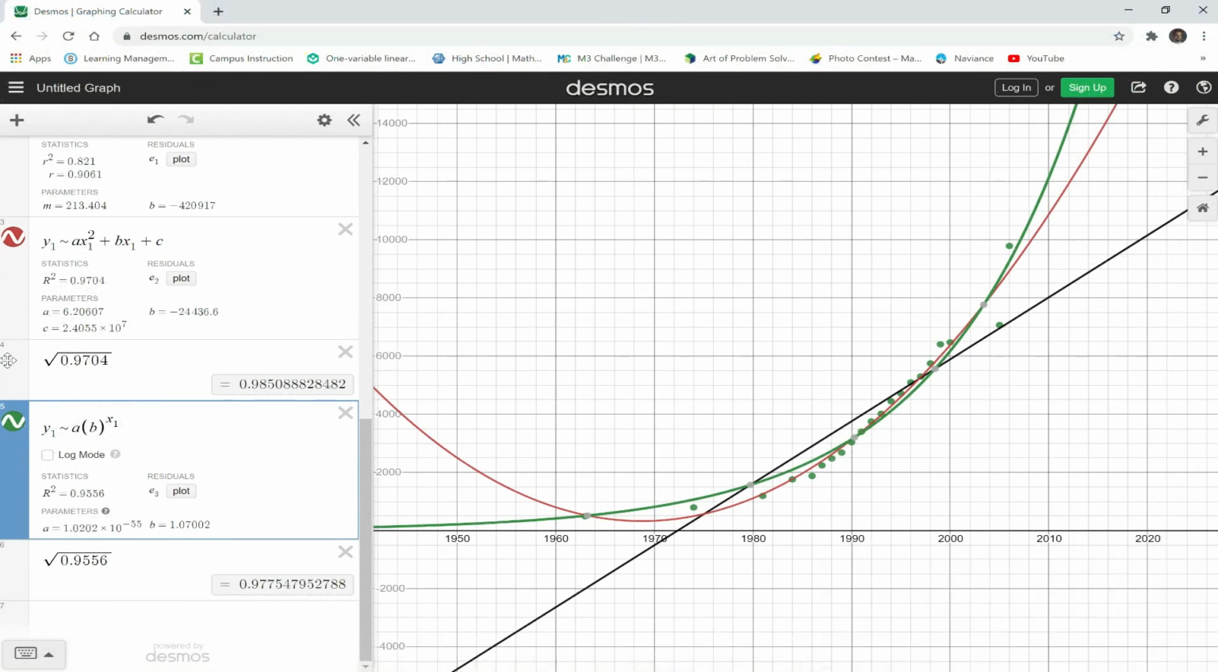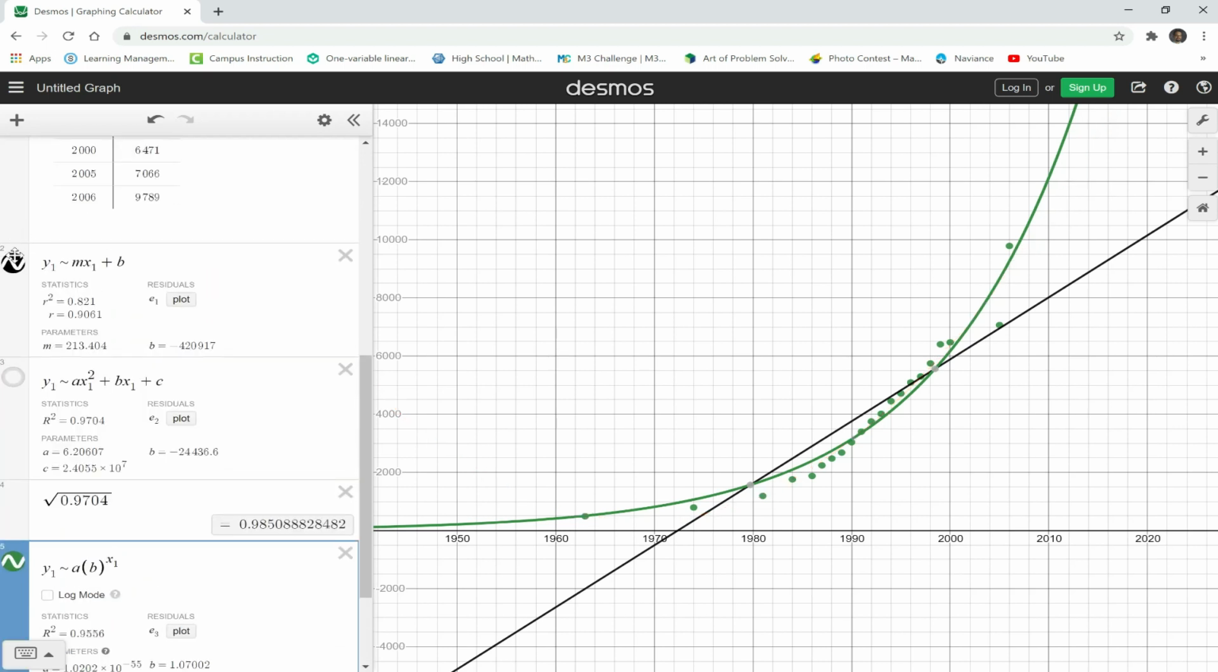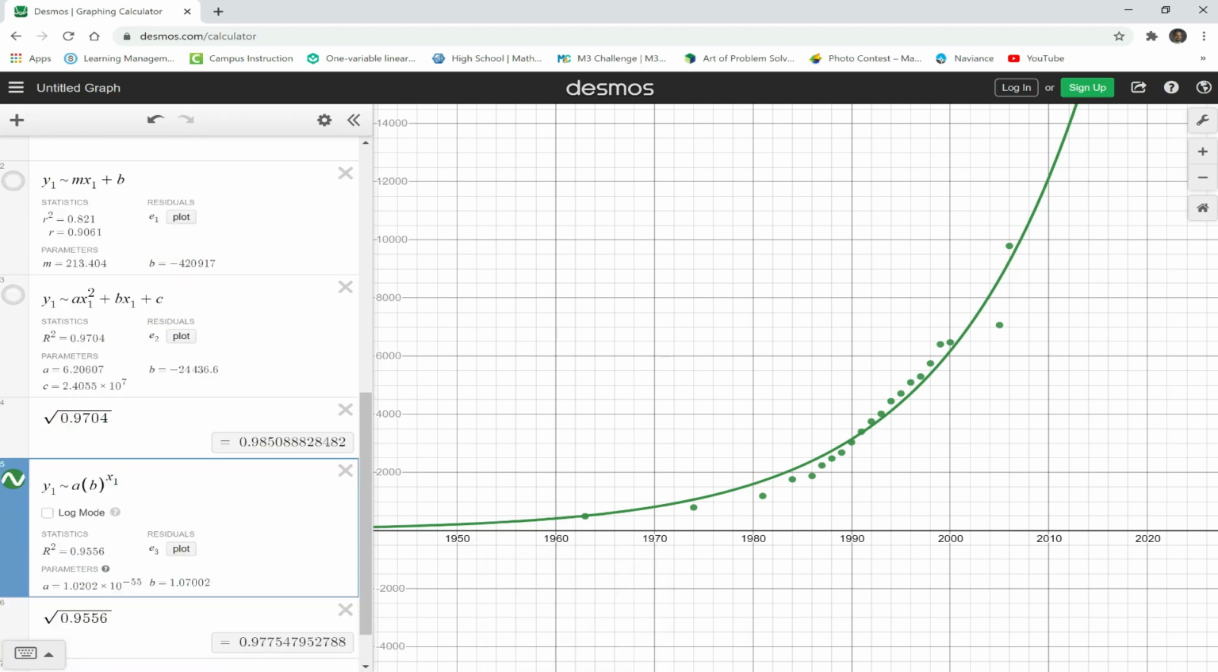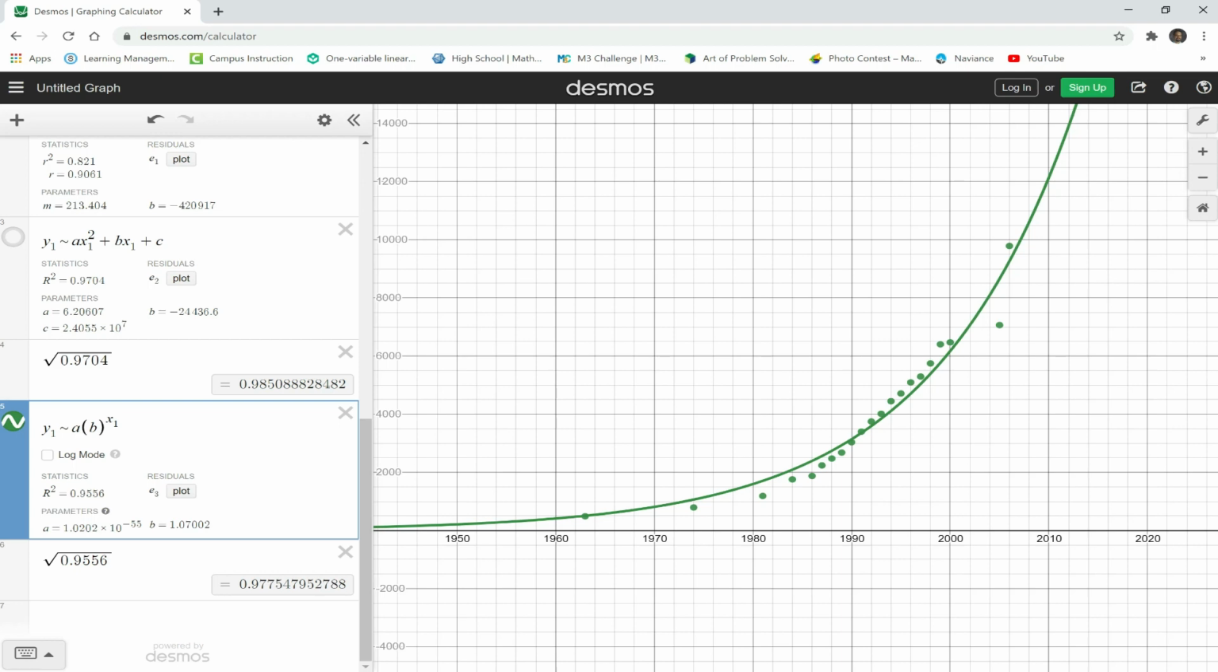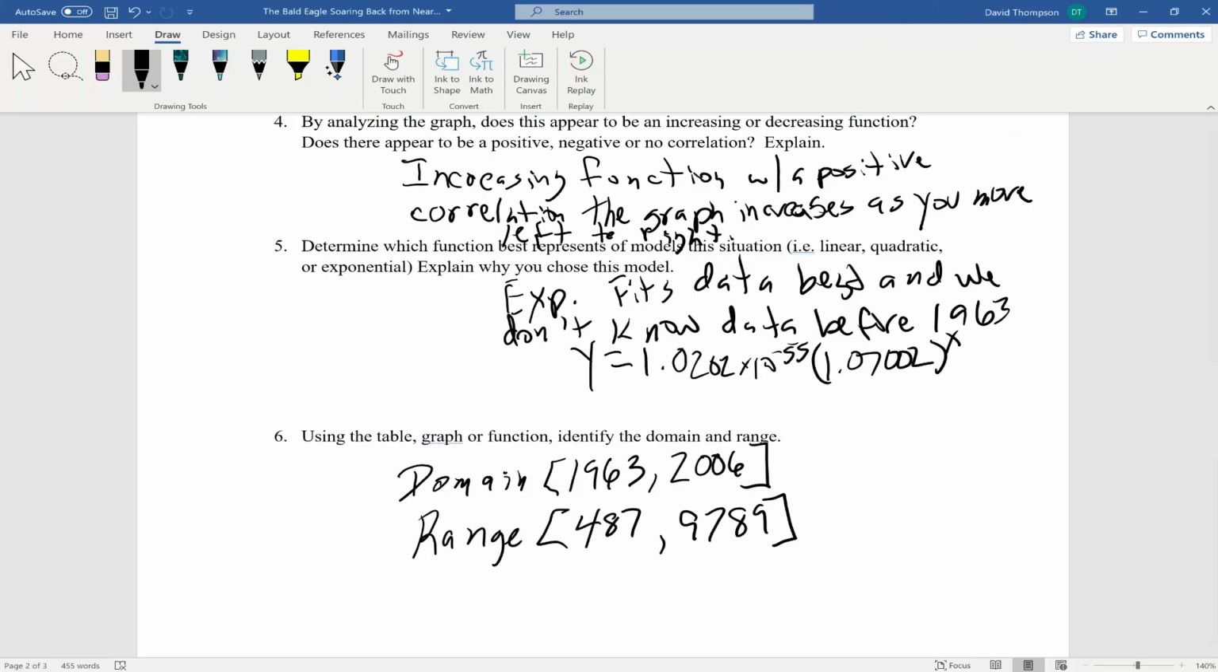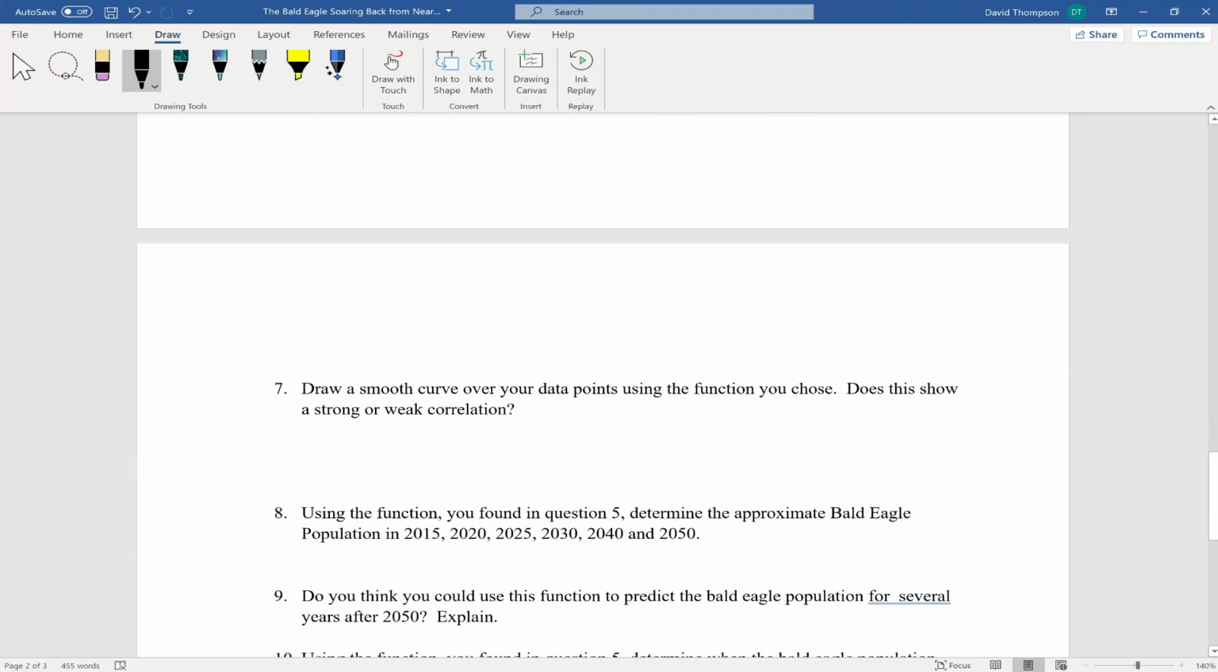We chose the exponential model, so just to unhighlight the quadratic and the linear model. So we look at the exponential model. Even though not every point hits the curve, a lot of the points are very close to the curve. So we will say this is going to be a strong correlation. We also know that from our R value, which for the situation is 0.9775. So let's answer question 7. Draw a smooth curve, which we did with technology, and this shows a strong correlation.